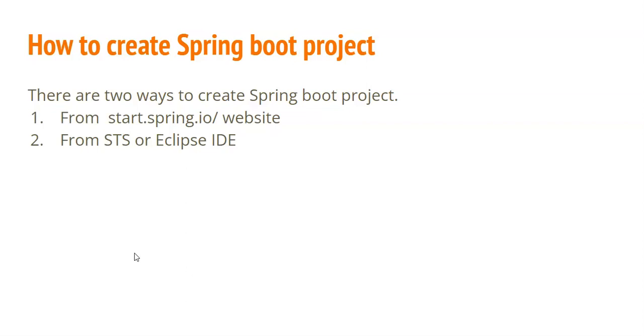So this is the second video for the Spring Boot course. Today we are going to learn how to create a Spring Boot project. We can create this Spring Boot project in two ways. The first one is we can navigate to the start.spring.io website, and there we can create it. And another way is if you install STS or Eclipse IDE, from the IDE also we can create the Spring Boot project. Now first we will learn how to create the Spring Boot project from the start.spring.io website.